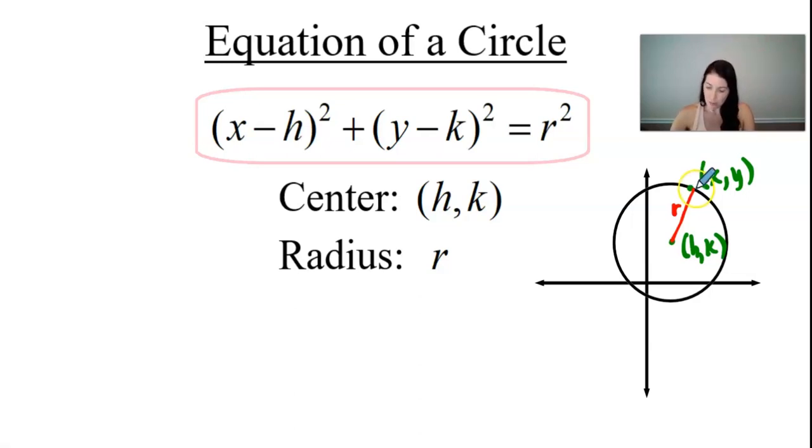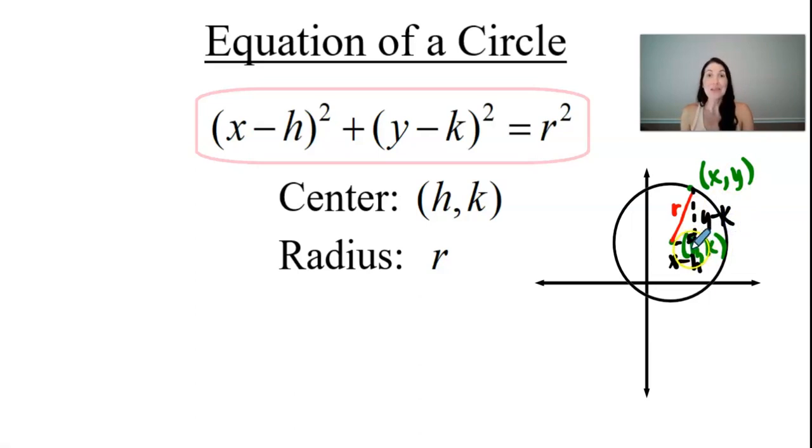Then I'm going to draw a right triangle with the radius as the hypotenuse. Now I can label this side. What is the length of that side? Well, it's going to be the x-coordinate on the right minus the x-coordinate on the left, so this distance would be x minus h. Then for this vertical side of the right triangle, the distance would be the top y value minus the bottom y value, or y minus k.